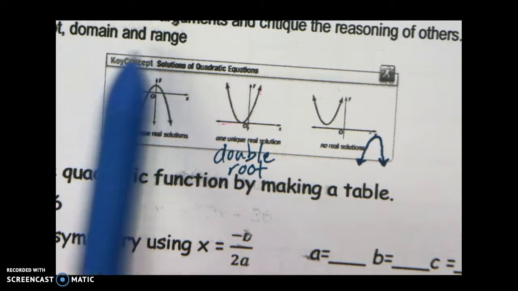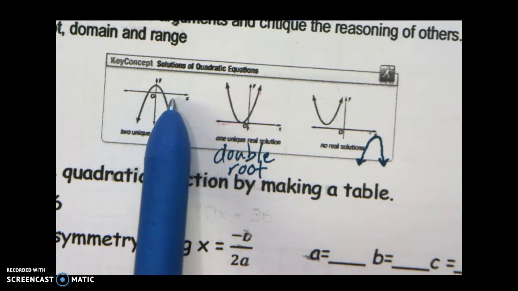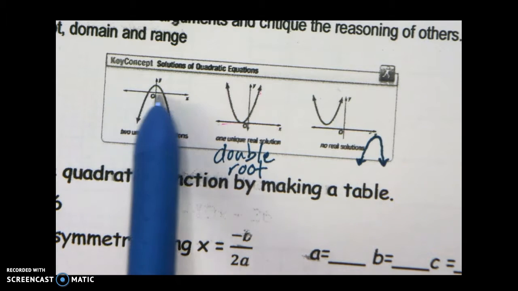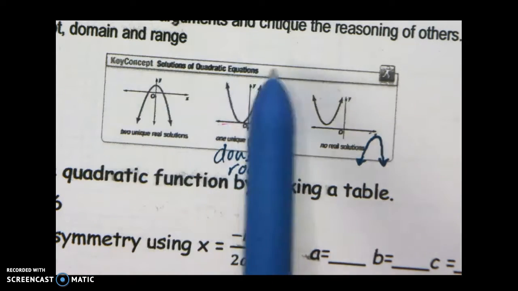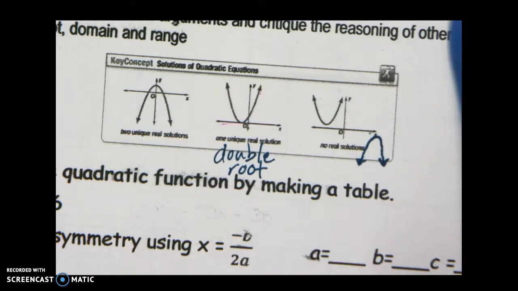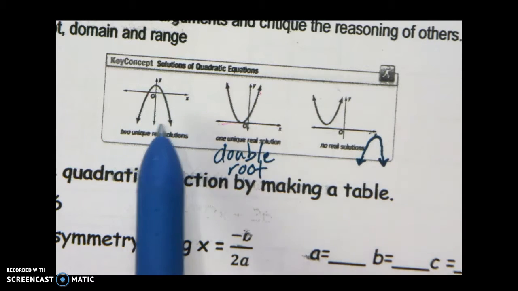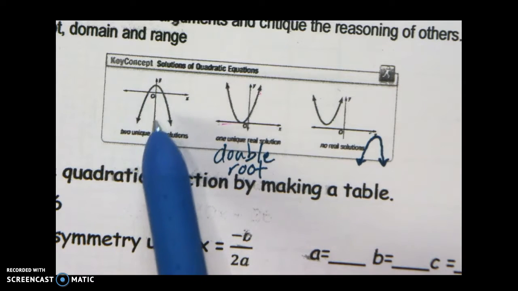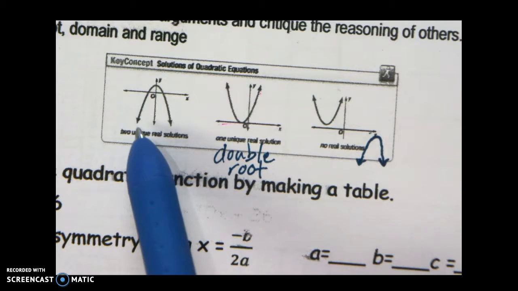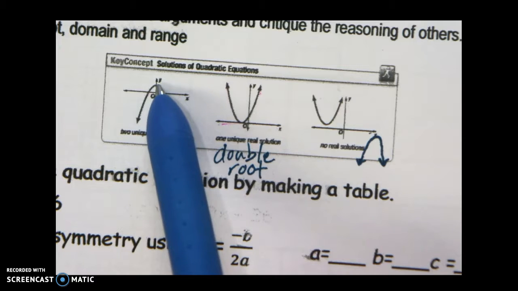And then domain and range. What are the x values that work with any function? So that would be what are the values along the x-axis that we can use for the function. And then for the range, what are the y values in the function? Range is the important part when you're looking at parabolas, because range is going up and down. So it's the vertical numbers.